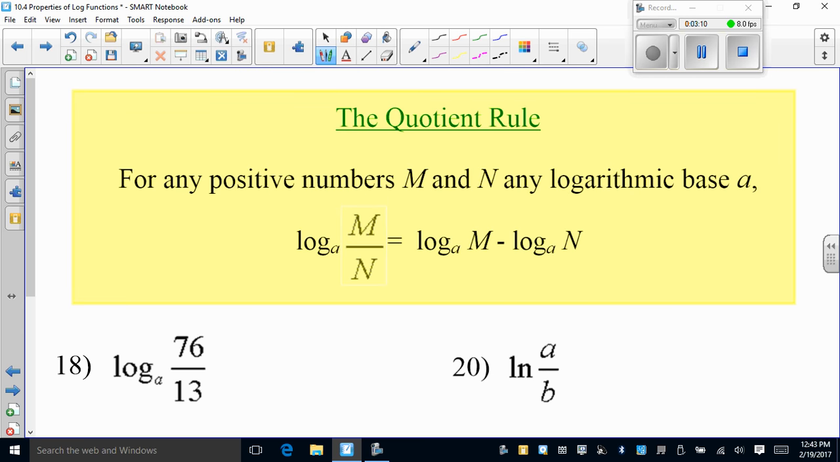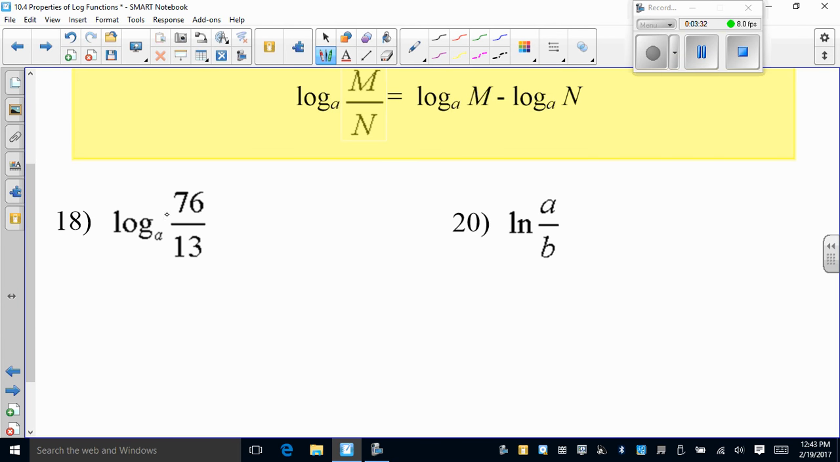Okay, now the quotient rule. You're dividing bases with exponents, you can subtract them. For any positive numbers m and n and any logarithmic base a, log base a of m over n is log base a of m minus log base a of n. So this one will be written as log base a of 76 minus log base a of 13.